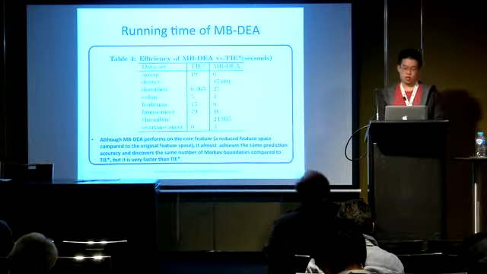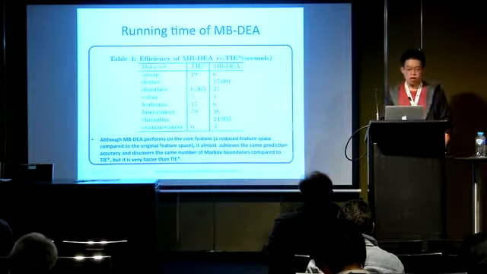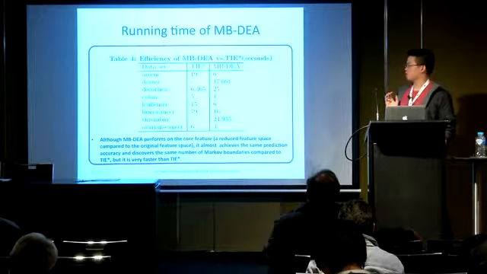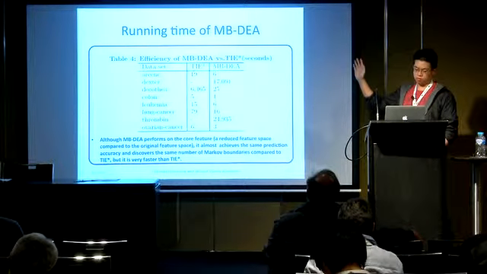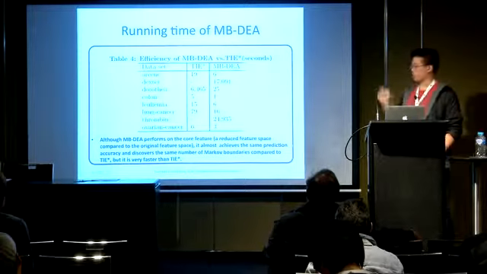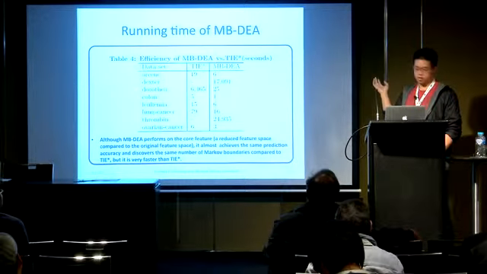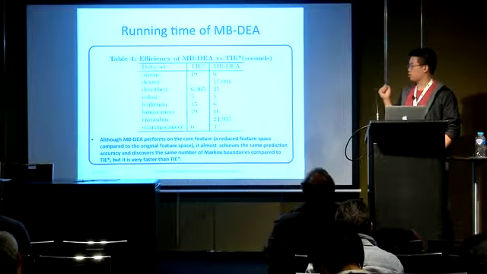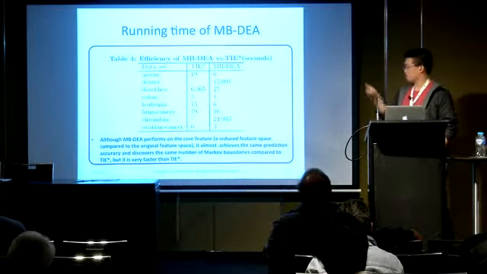We also looked at the running time of MB-DEA. And this is compared with the baseline method as well. So the times in seconds are shown in both columns. For some of them, the authors weren't able to run the algorithm for TIE, so it's crossed out.